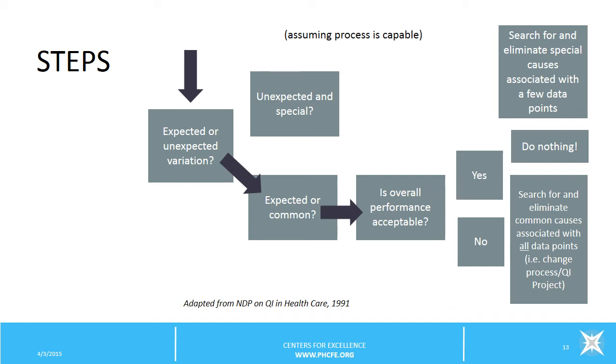However, if the overall performance of the process is not acceptable, meaning not meeting customer needs all the time or consistently, then the action to take would be to search for and eliminate the common causes associated with all the data points. This means changing the process, doing quality improvement, making it a quality improvement project.